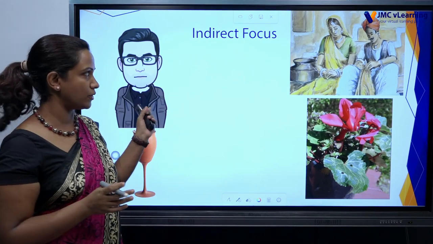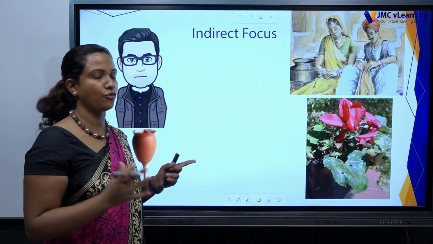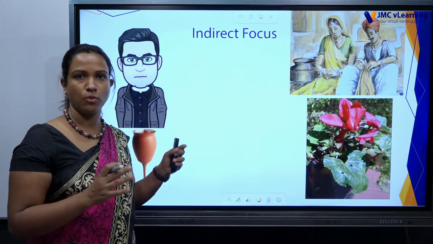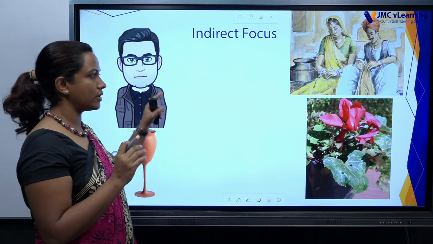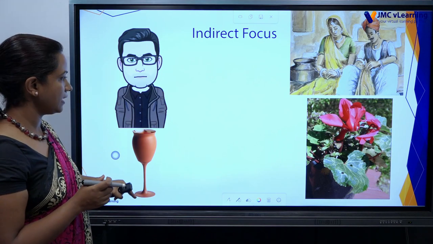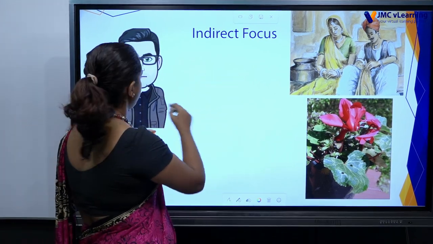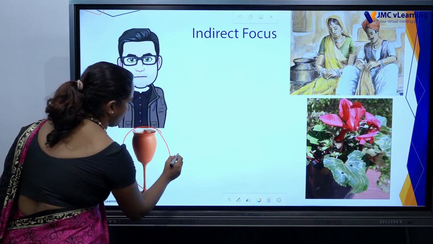Now that's the end of the poem. As in every other poem, we have an indirect focus. Even in this poem also, there's an indirect focus. That means there's an inner meaning. So I'm going to explain what type of inner meaning you have. Now you can see there are four pictures over here. This one is a goblet.